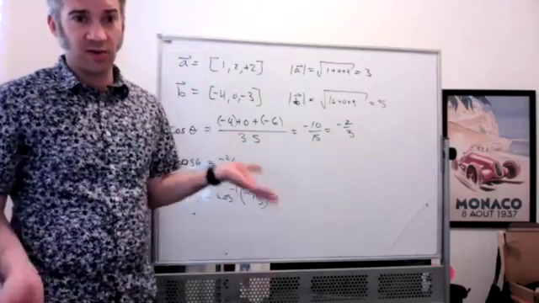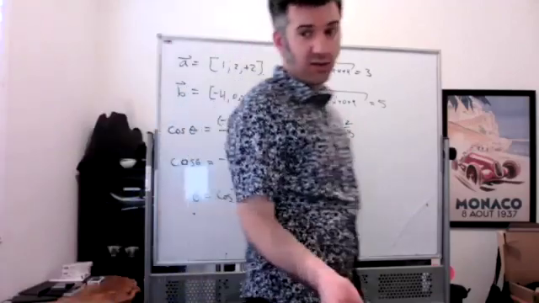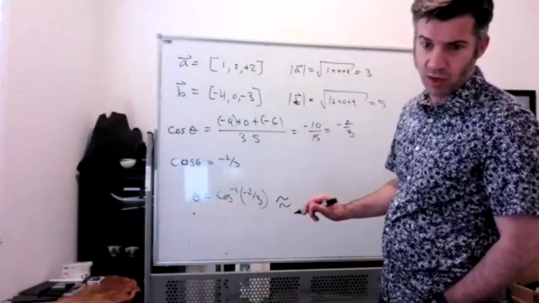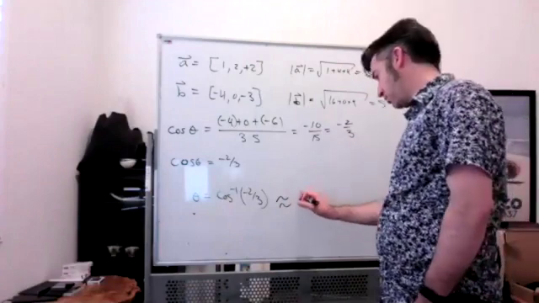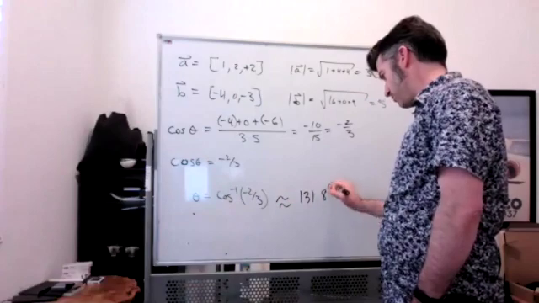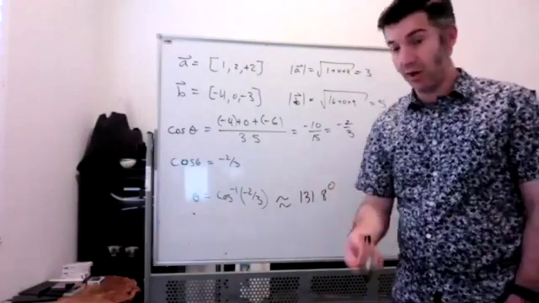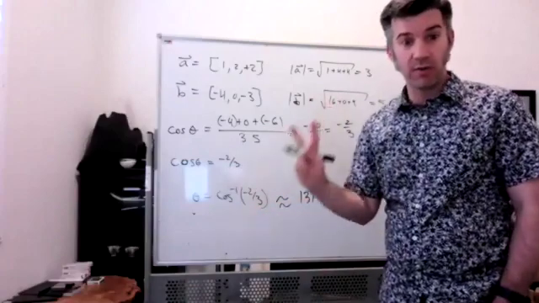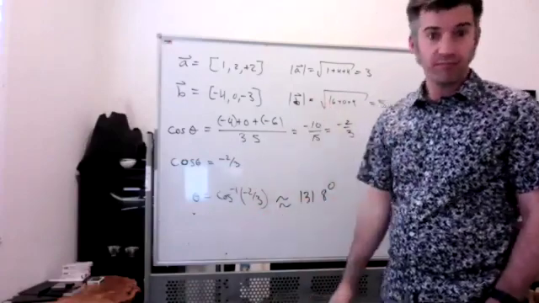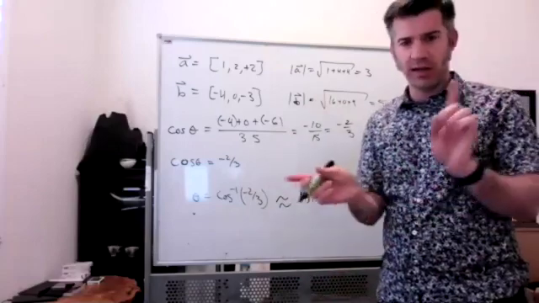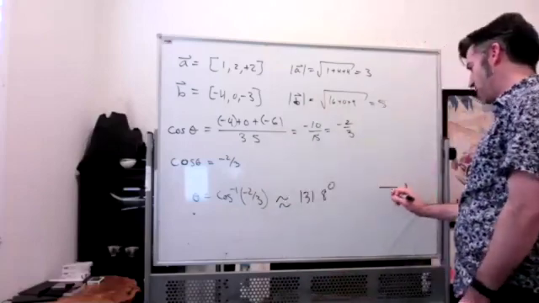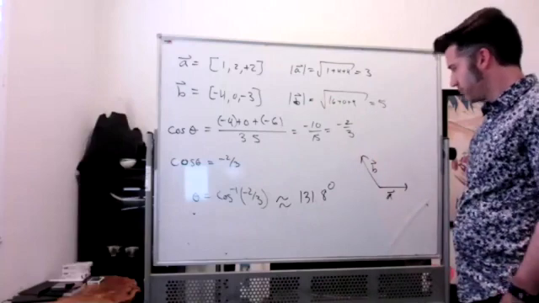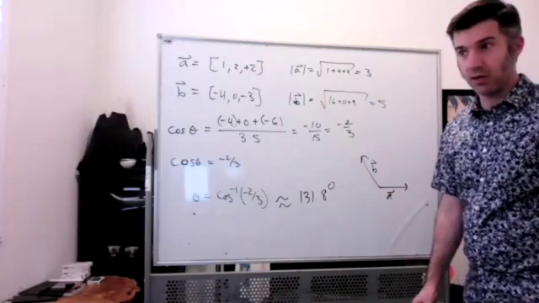If I plug this in using degrees, I'm going to get approximately 131.8 degrees. Which makes sense, right? If cosine is negative, your angle should be in the second quadrant, so between 90 and 180 degrees. One vector was pointing this way, there's a, and one was pointing back that way, there's b. That's the situation we have going on here.